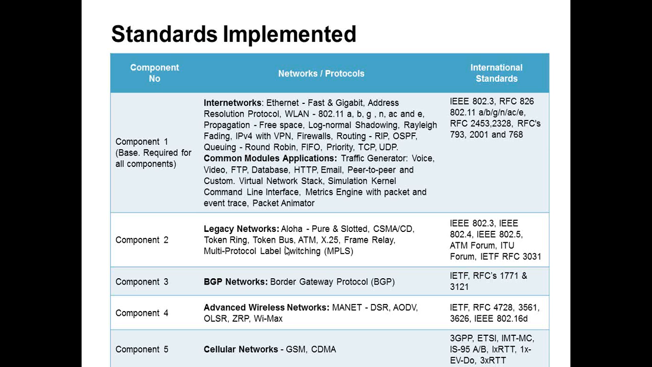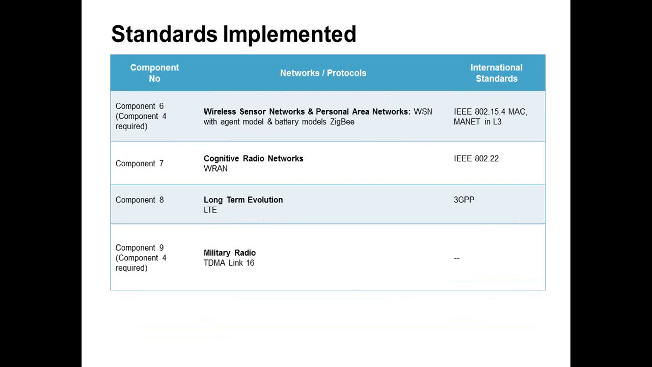Similarly, component 2 consists of networks based on legacy technologies. Component 3 is based on BGP. Component 4 contains wireless ad hoc networks, like mobile ad hoc network and WiMAX. Component 5 consists of cellular networks like GSM, CDMA. Wireless sensor network and personal area networks belong to component 6. Component 7, a library, contains cognitive radio networks. Component 8 contains LTE. And finally, component 9 contains military radio, which is usually provided only to enterprise customers.